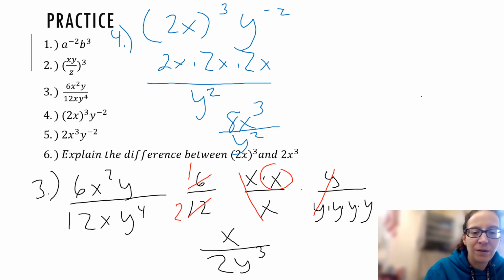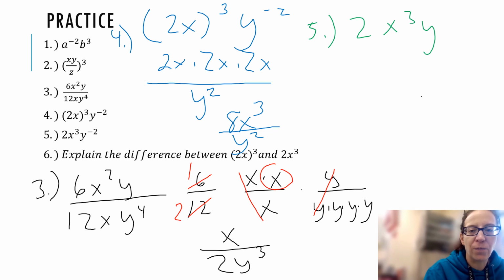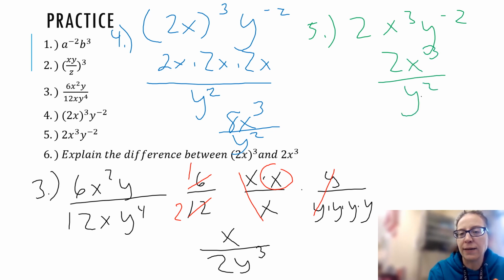Number 5, we have 2x to the third y to the negative 2. And this one's actually easier. So in this one, the exponent of 3 only goes with the x. It doesn't go with the 2. So if you want that exponent of 3 to go with the 2, you've got to put it in parentheses and then put the 3 outside to make sure you're grouping those together before you raise them. Otherwise, it's just a 2 and then the x to the third. So in this one, the only thing that you can do is take that y to the negative 2 and move it to the denominator and make it y squared. There's literally no work you could show for that.